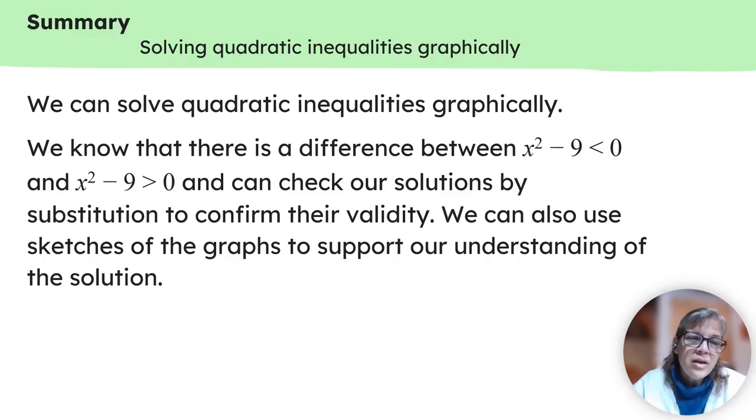And you can also recognize that x squared minus 9 is less than 0, x squared minus 9 is greater than 0. If you're not quite sure if you've gotten the right solution, you can always check to confirm. A sketch of a graph can really help.